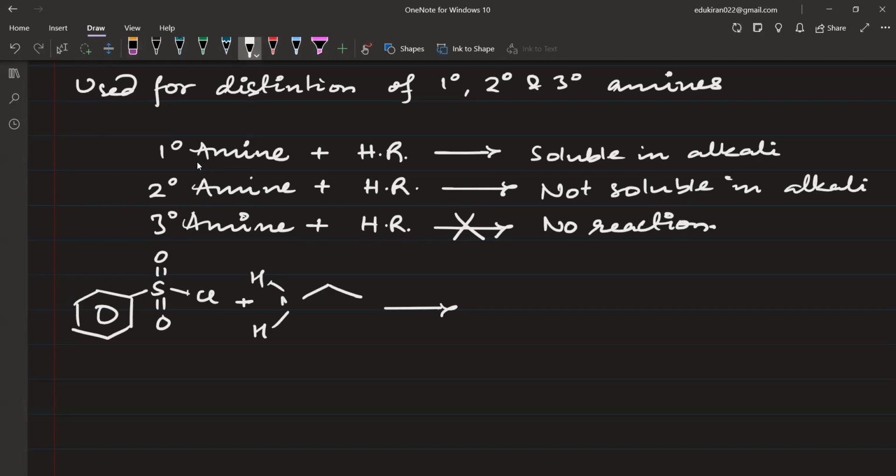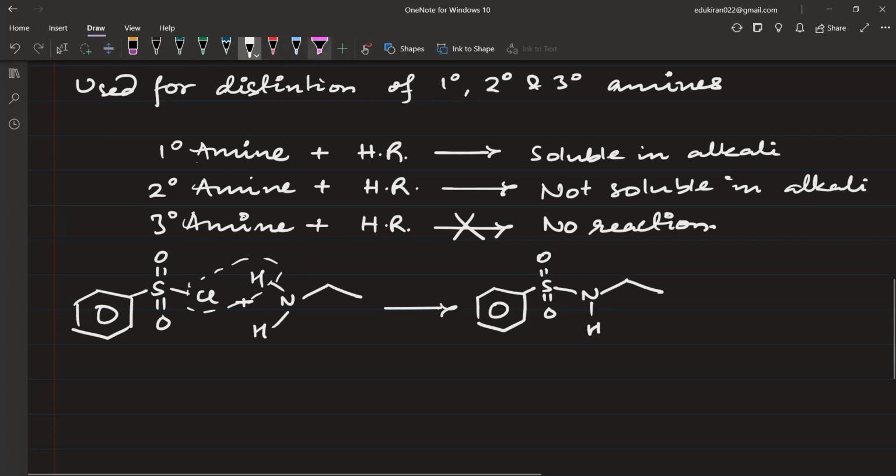So basically, you get a bond between sulfur and nitrogen. You have double bond O, and then you have nitrogen, and this has lost 1 hydrogen. It has 1 hydrogen remaining, and the alkyl group is as it is. Now, the important part is that this hydrogen is quite an acidic hydrogen. Why is it a very acidic hydrogen?